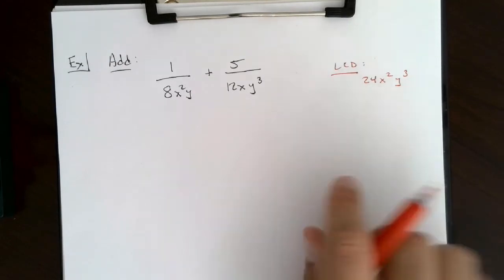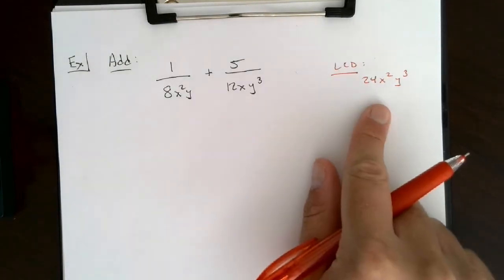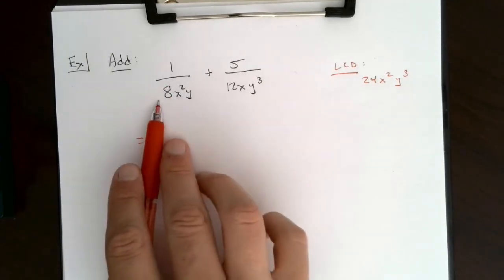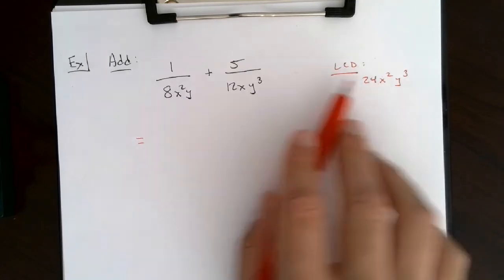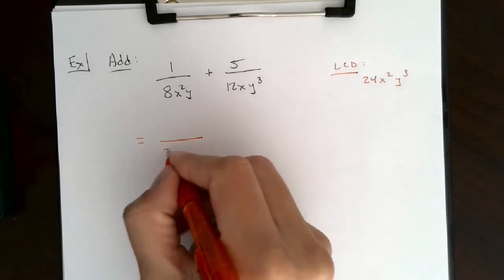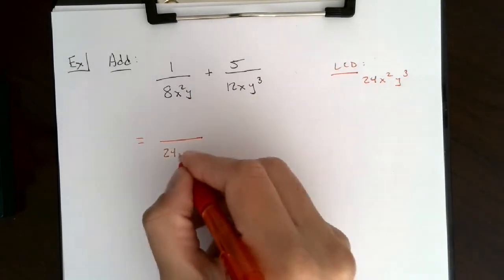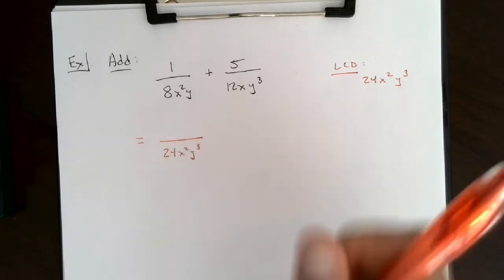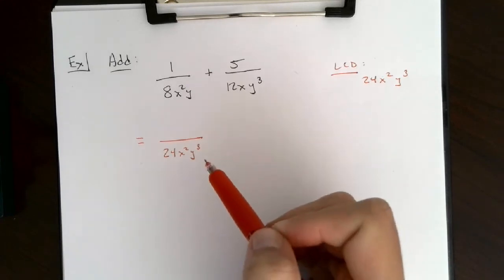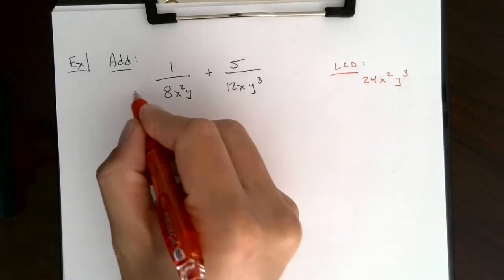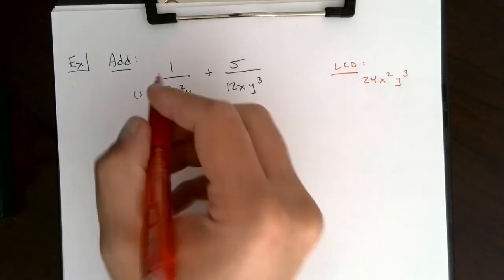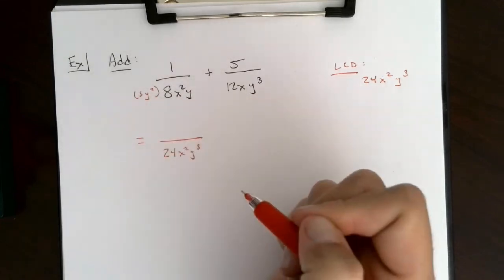So then remember what you're doing. You're rewriting each of these using the LCD. So it's basically figuring out what's missing from the denominator, and you multiply by that to get to the least common denominator. But then if you do it to the denominator, you got to do it to the numerator. So we know that we want to write this as 24 x squared y to the third in the denominator, so you have to ask yourself, what do I multiply 8x squared y by to get to 24x squared y to the third? Well, 8 times 3 would give me the 24, so I'm multiplying by 3. X squared is already x squared, and then y, to get to y to the third, we need y to the second. So we're multiplying by 3y to the second.